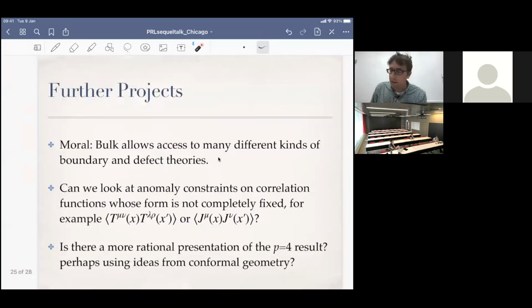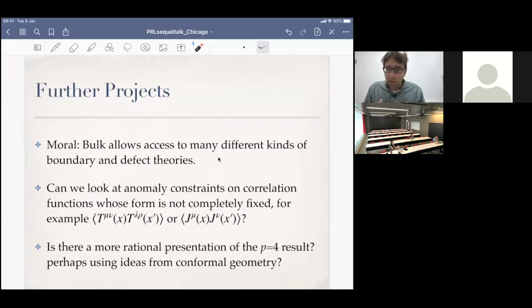I think there's a moral here about how, if you restrict yourself to boundary deformations, boundary RG flows, it's fairly restricted, but the bulk somehow allows you access to many different kinds of boundary and defect behavior. I think it's a lesson that we've seen echoed in many other contexts, like when we talk about compactifying D-branes on internal manifolds in string theory to get a plethora of different kinds of field theories. It's a similar kind of behavior where the bulk behavior gives you access to many, many different kinds of boundary behaviors. It's not as restricted.